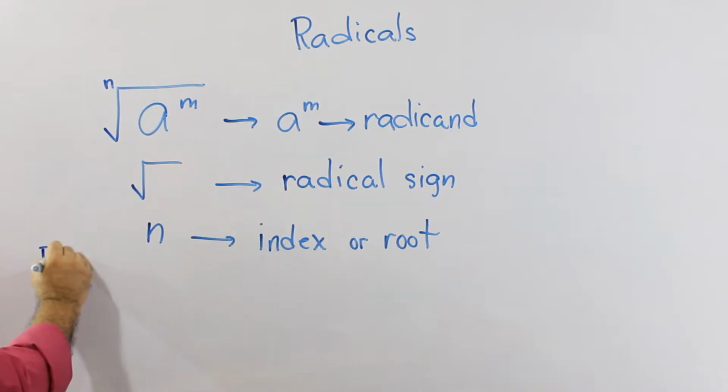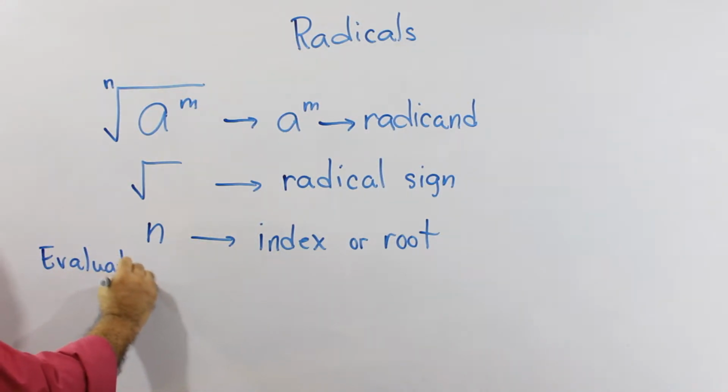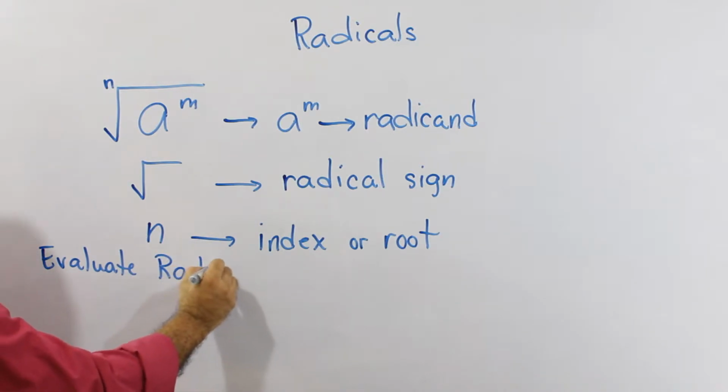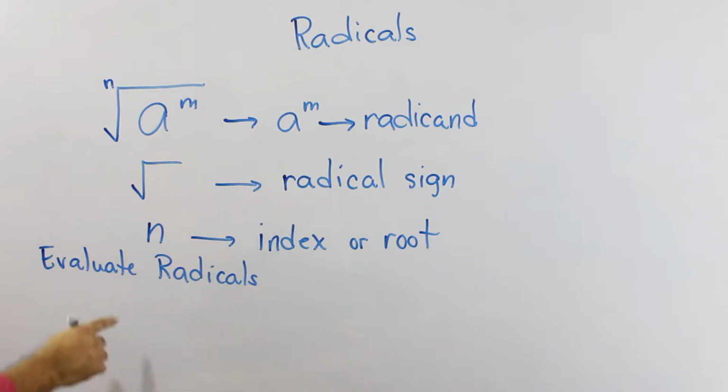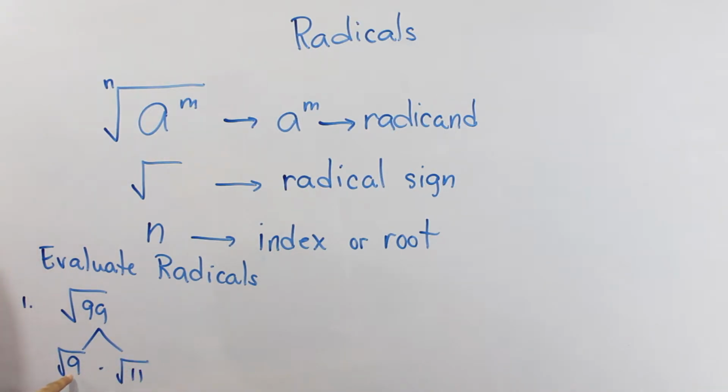So when we evaluate radicals, okay, let's start with constants. Let's say we have square root of 99. How are we going to answer this? What we're going to do is get the factors of 99. Say we have two numbers, 9 and 11. So square root of 9 times square root of 11 will give us square root of 99.